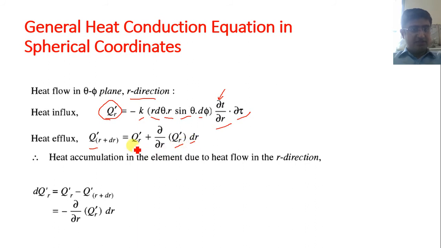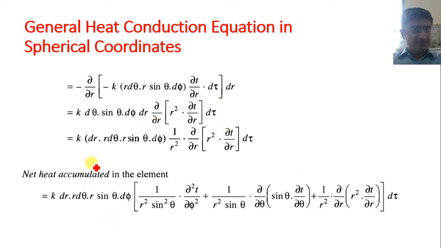It means that heat input plus whatever the rate of change of heat is in the r direction and in the dr thickness. So the net heat accumulation in the r direction, or the radial direction, is equal to heat input minus heat output. Further it can be reduced as minus ∂/∂r of q'r into dr. And if we place the value of q'r, then now we can write the equation.